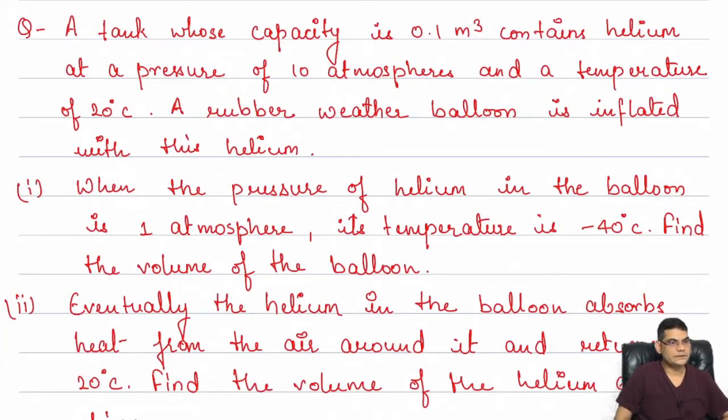A tank whose capacity is 0.1 meter cube contains helium at a pressure of 10 atmosphere and a temperature of 20 degrees centigrade. A rubber weather balloon is inflated with this helium. The first part is when the pressure of helium in the balloon is 1 atmosphere, its temperature is minus 40 degrees centigrade. Find the volume of the balloon.